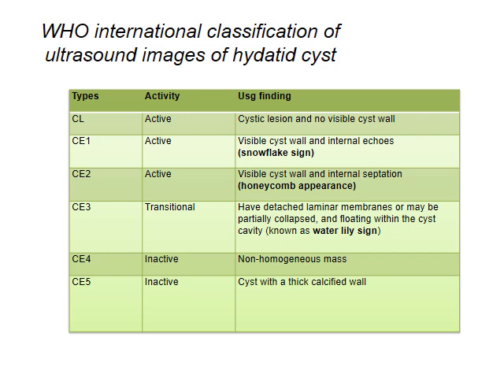Ultrasound is the imaging method of choice, and WHO has classified the USG images of cyst into 6 types according to its activity: CL and CE1 to CE5. There are typical appearances with names given for a few of them, like snowflake sign, honeycomb appearance, water lily sign, etc.